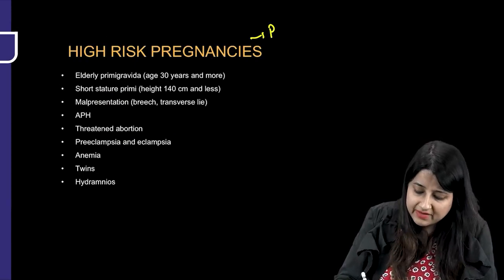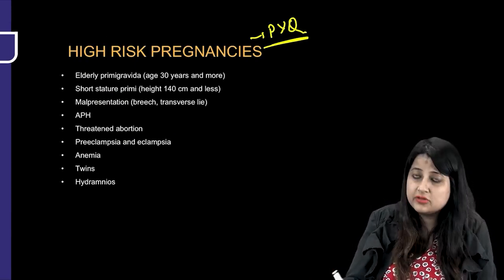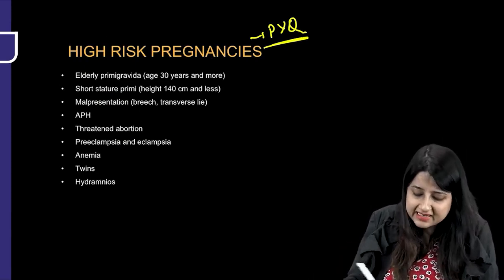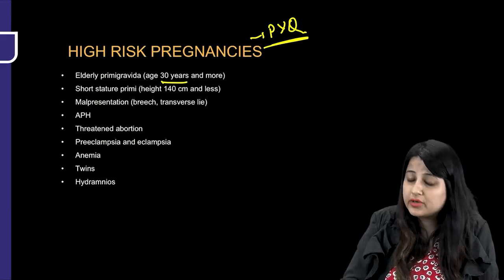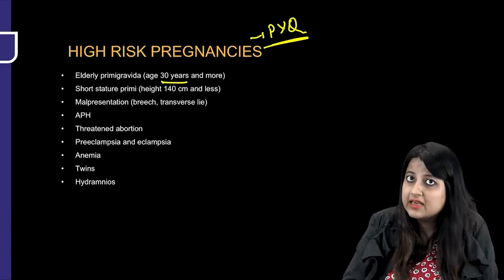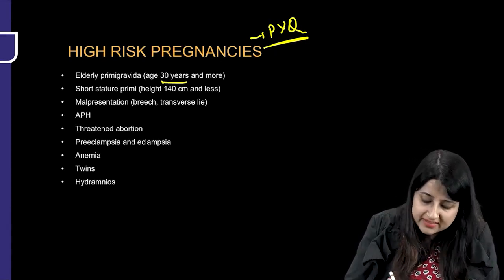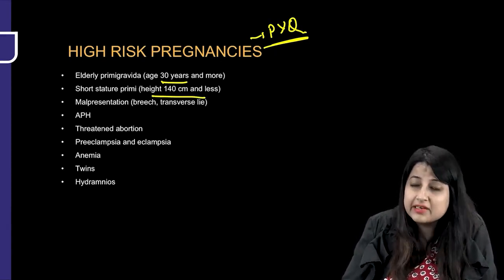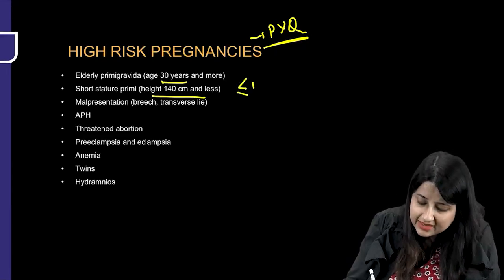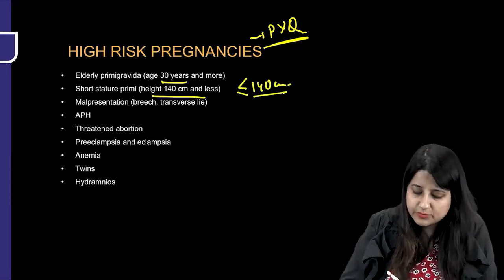Then this is also a PYQ. What are the high risk pregnancies? Please just note this. Elderly primary, age 30 and above, is a high risk pregnancy, more than 30 years and no child yet. Short stature, height less than 140 centimeter, 140 centimeter and less. These are all present as options in the MCQs.